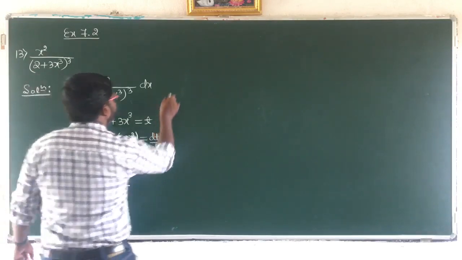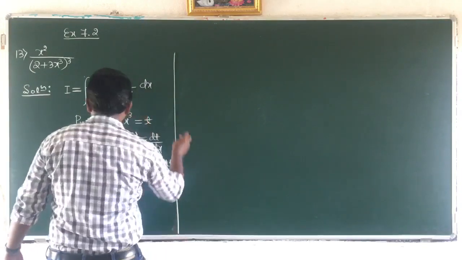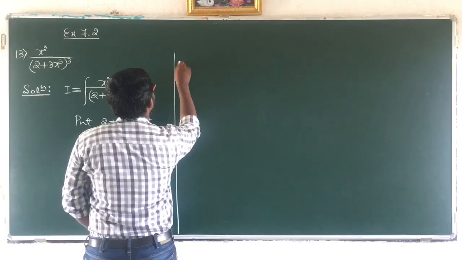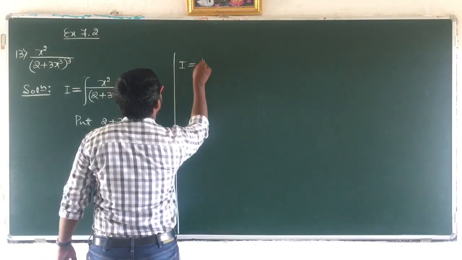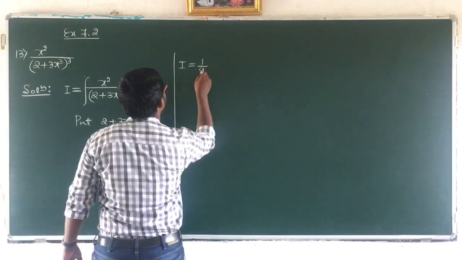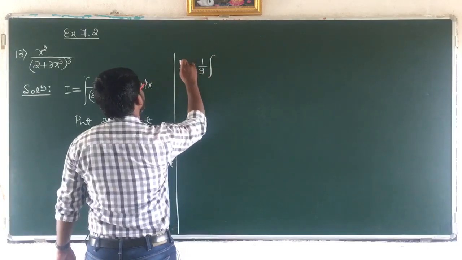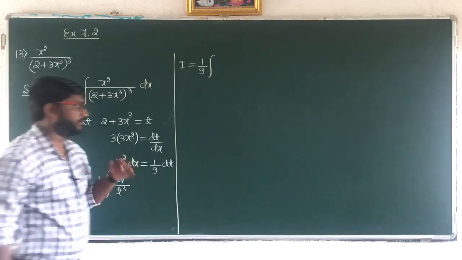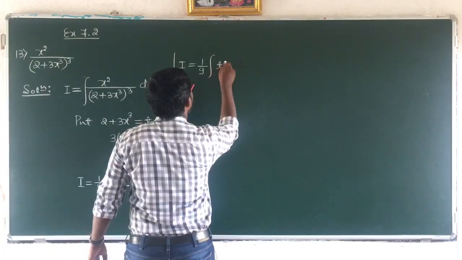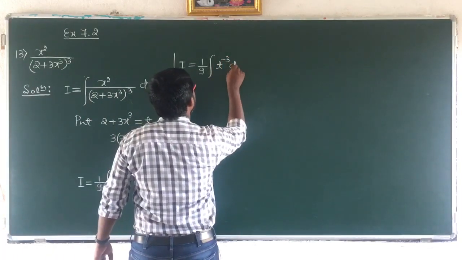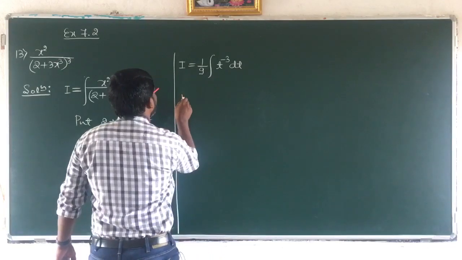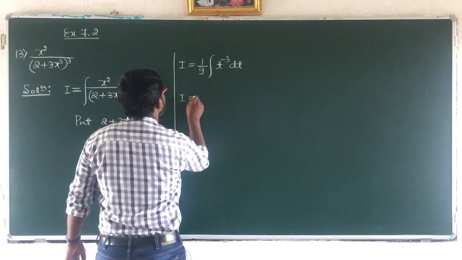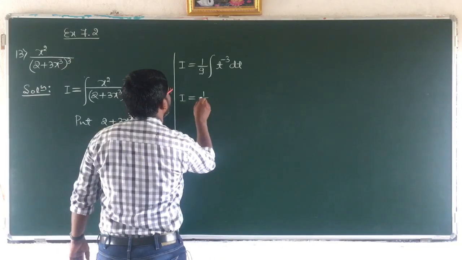So now I equals 1 by 9 integral. Take t cube to the numerator, it becomes t to the power minus 3. So t raised to minus 3 dt. So now I equals 1 by 9.